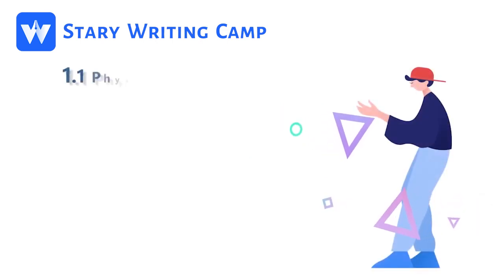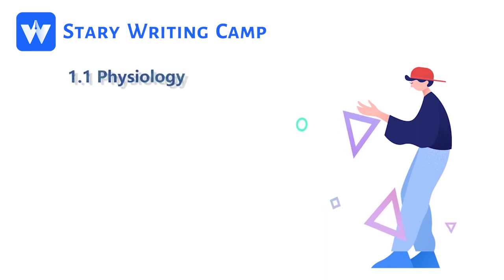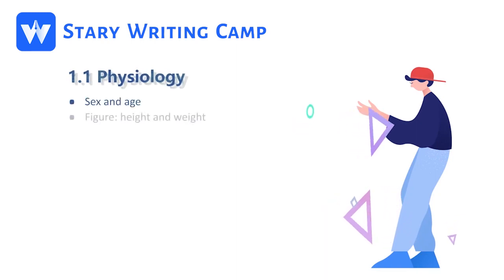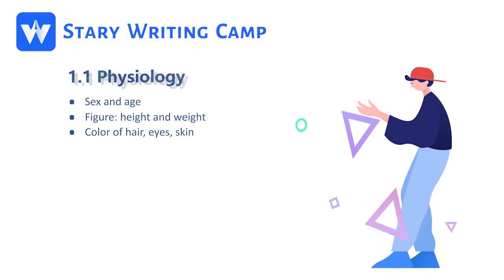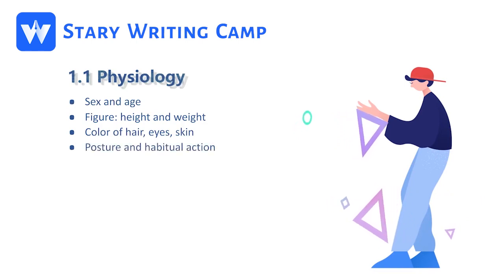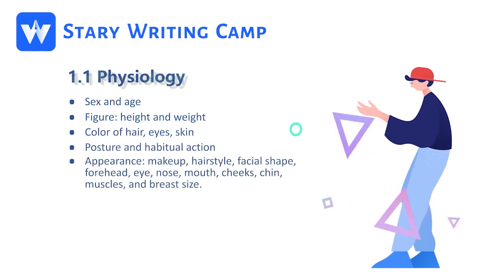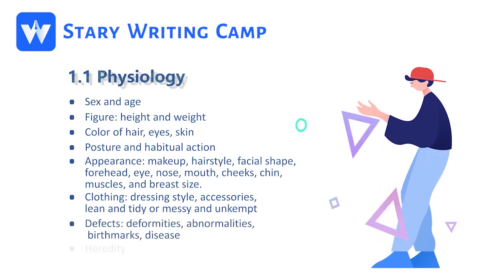1.1. Physiology. What should be considered about physiology is sex and age, figure, the color of their hair, eyes, skin, their posture and habitual actions, their appearance, their clothing, their defects, and heredity.